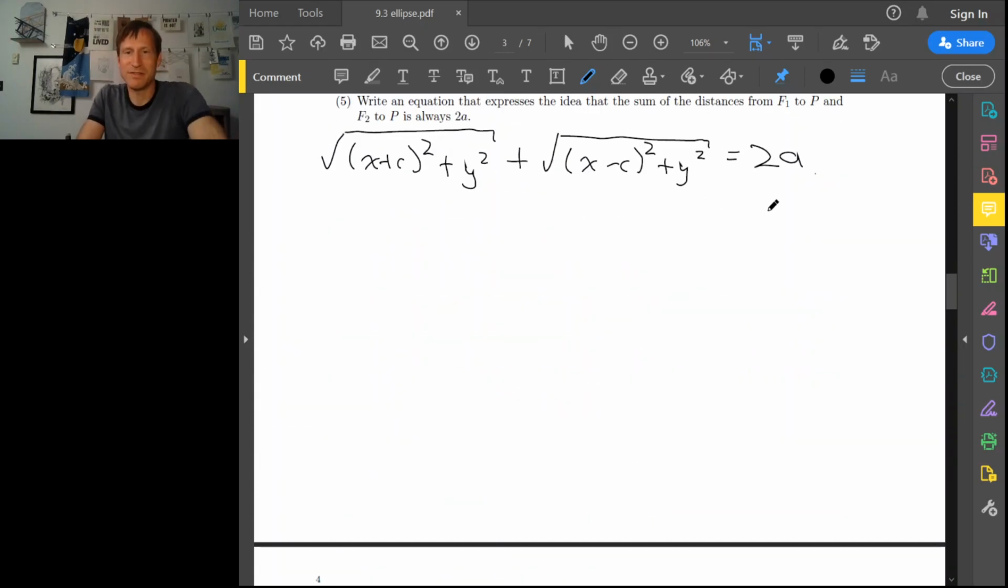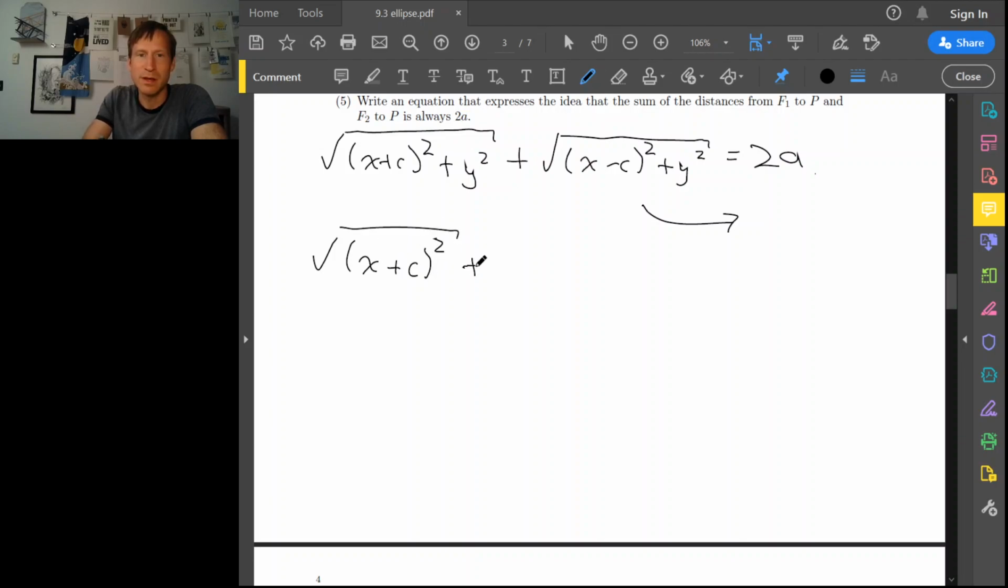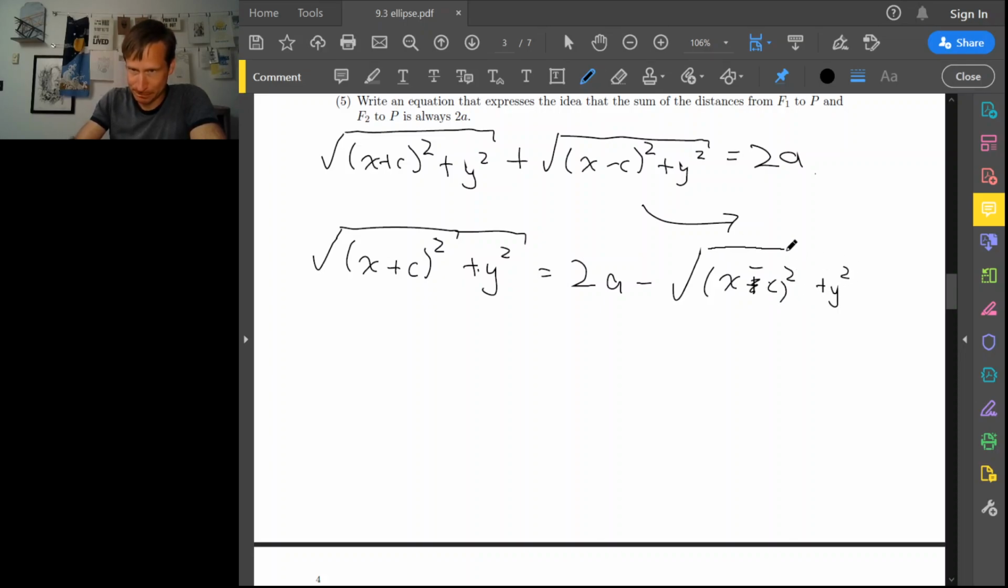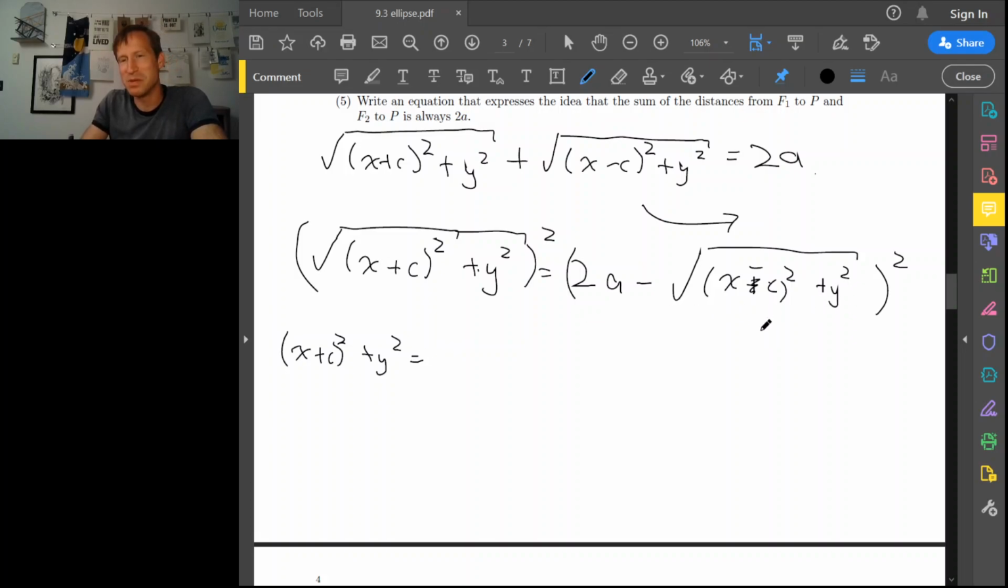Okay, let's get rid of these square roots. We could square it as it stands, but I'm going to move this part to the right first. So square root of x plus c squared plus y squared, and the square root goes all the way over to here, equals 2a minus the other square root. So square root of x minus c squared plus y squared. Okay, now we can square both sides of this equation. The left-hand side is no problem because the square just undoes the square root, and we get x plus c squared plus y squared. But the right-hand side is going to be a bit of a mess.